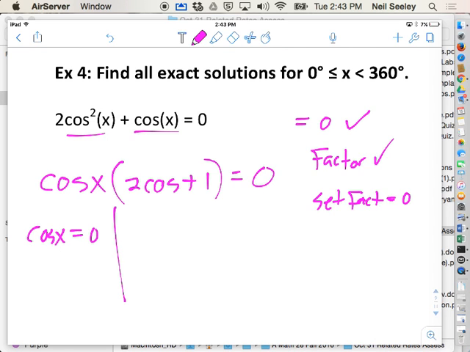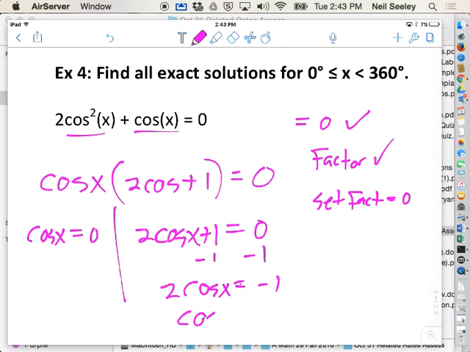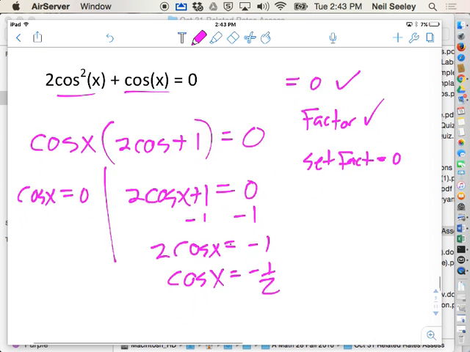A lot of repeats. This one's the nuanced one. If I have 2 cosine of x plus 1, you set that equal to 0 too. But you got to do a little work. Subtract 1. You got to isolate the trig function. So subtract 1, subtract 1. Got to get it alone. Divide by 2. That's an isolated trig function.